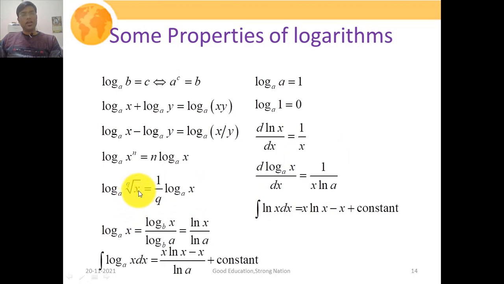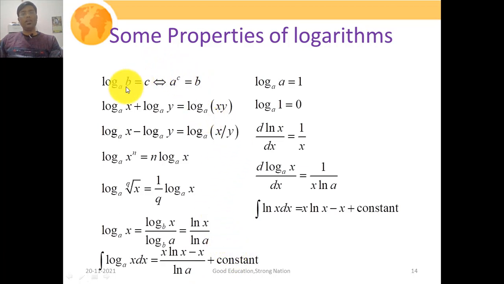Log of x to the power 1 upon q to the base a will be equal to 1 upon q log of x to the base a. Similarly, the integration of ln x dx is equal to x ln x minus x plus a constant term. Log x to the base a can be written as log x to the base b divided by log a to the base b, which is equal to log x upon log a, or ln x upon ln a. Similarly, the integration of log x to the base a dx will be equal to x ln x minus x upon ln a plus a constant term.